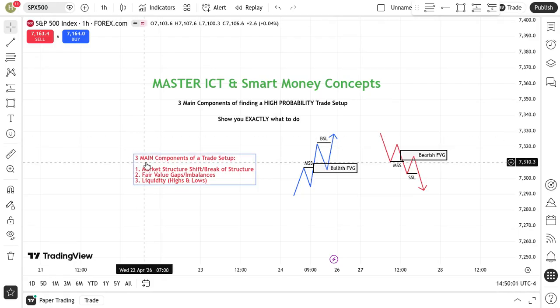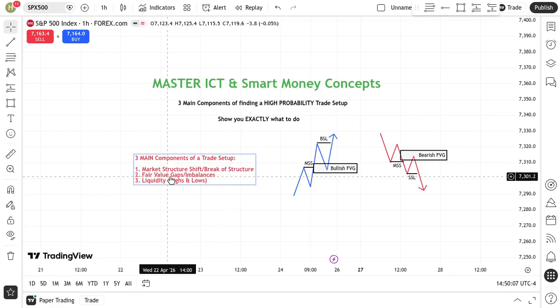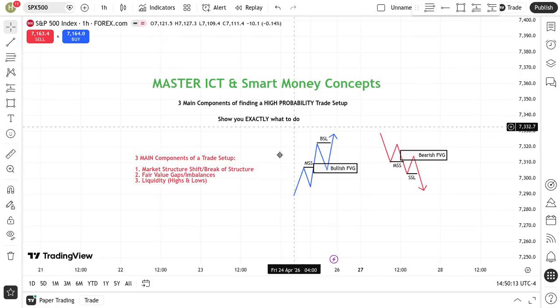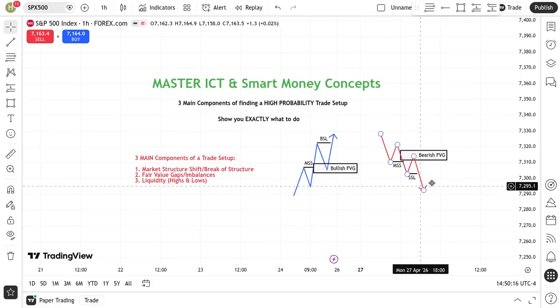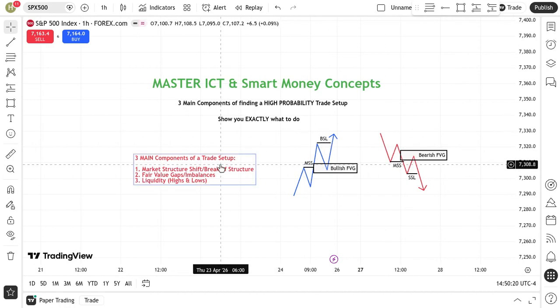So the three main components of a trade setup: one is a market structure shift or a break of structure, two, fair value gap or imbalances, three, liquidity, which is simply highs and lows. Now, if we take a look at these simple examples right here, we see that we have a market structure shift. That's the first main component.